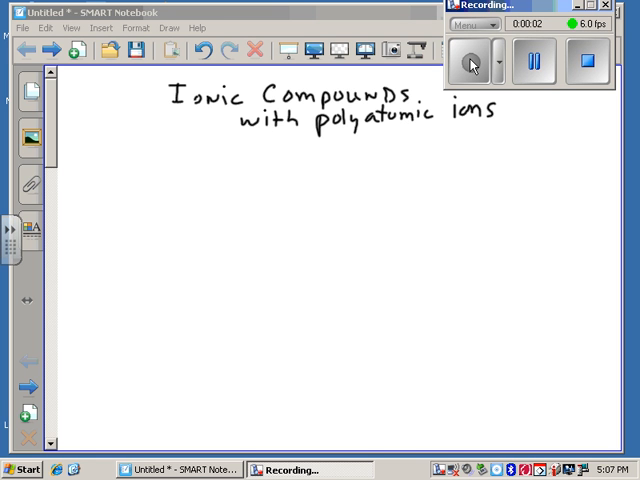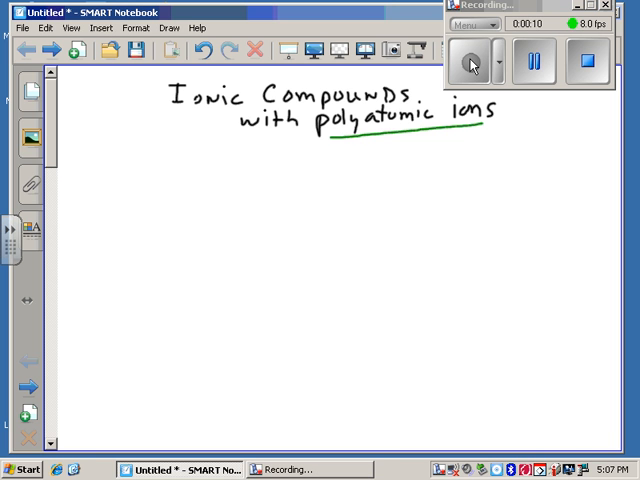There's one more thing that comes up when trying to name ionic compounds, and this is the idea of polyatomic ions. Polyatomic ions are a group of atoms that are so tightly bonded to each other that they act just like one ion. So this will be a group of atoms acting as if they were a single atom, a single ion. If you look at your oxidation sheet, up at the top right, you can see a whole list of polyatomic ions.